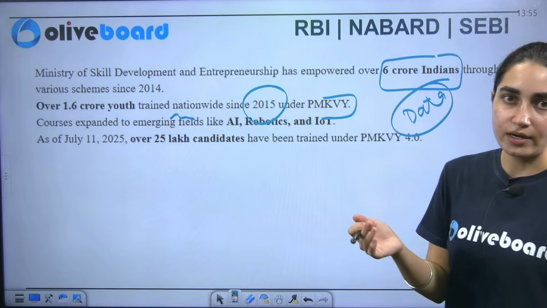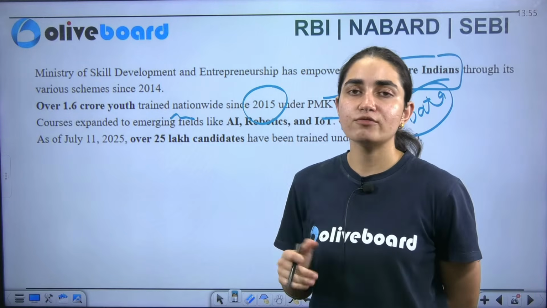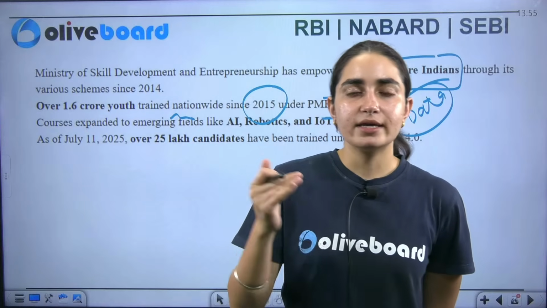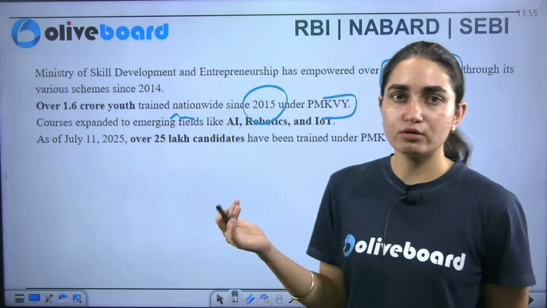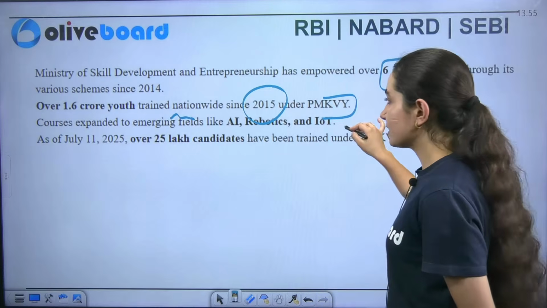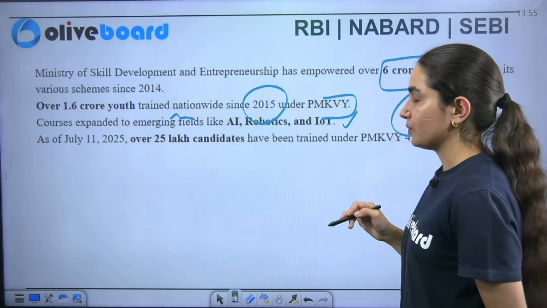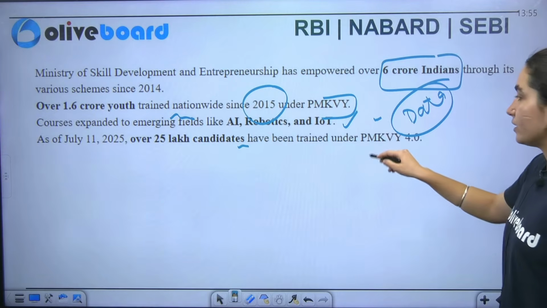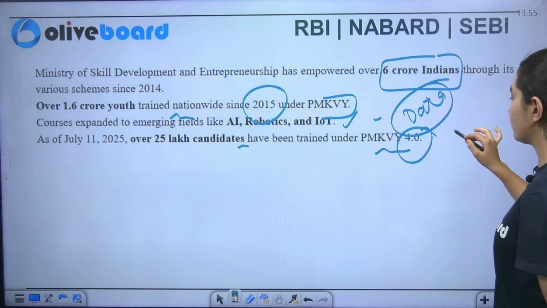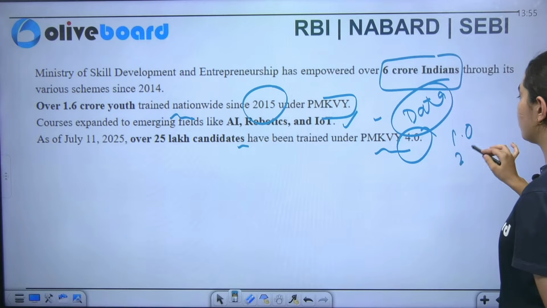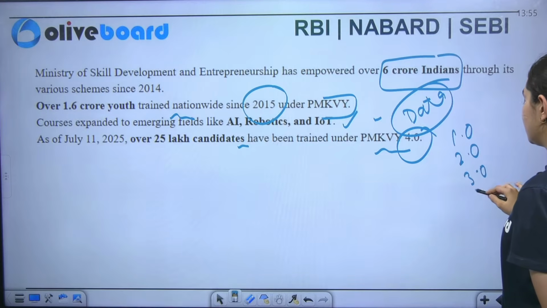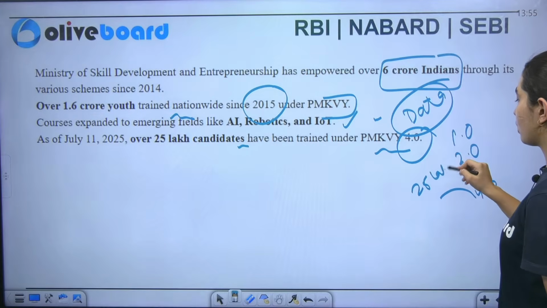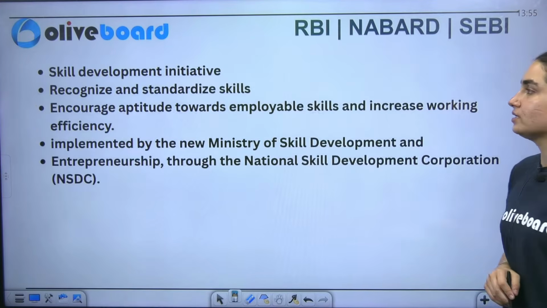Courses have been expanded, and we are trying our best to take help of the various upgraded techniques as well. हमारे पास AI है, Internet of Things है, robotics है, digitalization है, so we are taking help of that also. So over 25 lakh candidates have been trained under Kaushal Vikas Yojana 4.0. It means we are going to discuss 1.0, 2.0, 3.0, and this is the data about 4.0 solely, which has trained 25 lakh individuals. Okay, this is the data.